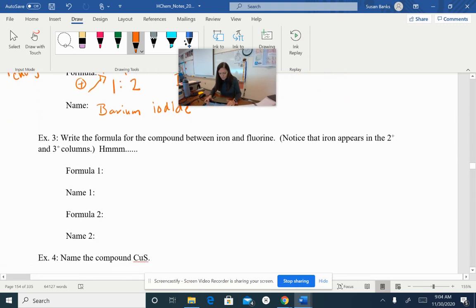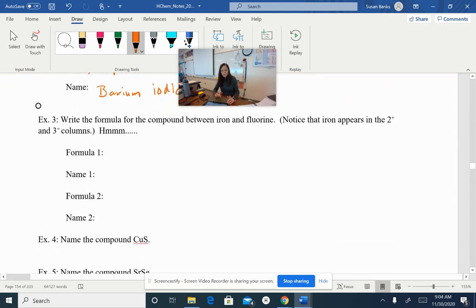Write the formula for the compound of iron and fluorine. Now, these transition metals get pretty tricky. Iron can be a positive 2 or it can be a positive 3. So with these transition metals, we have to throw in a little something extra so that we understand the charge of what's going on with iron. So let's take iron positive 2 first.